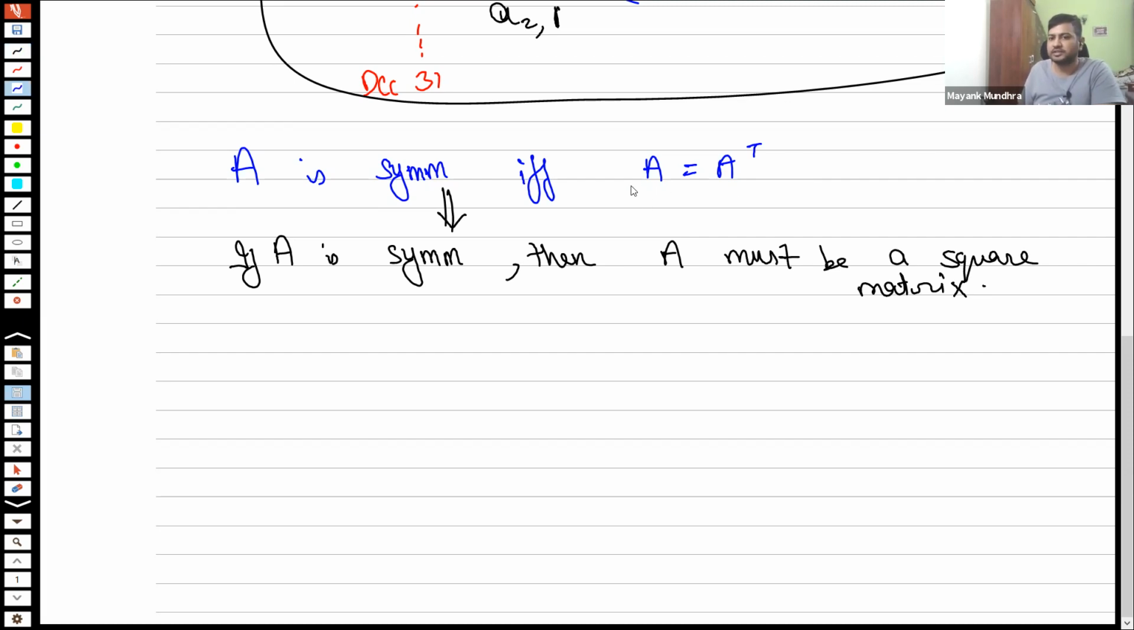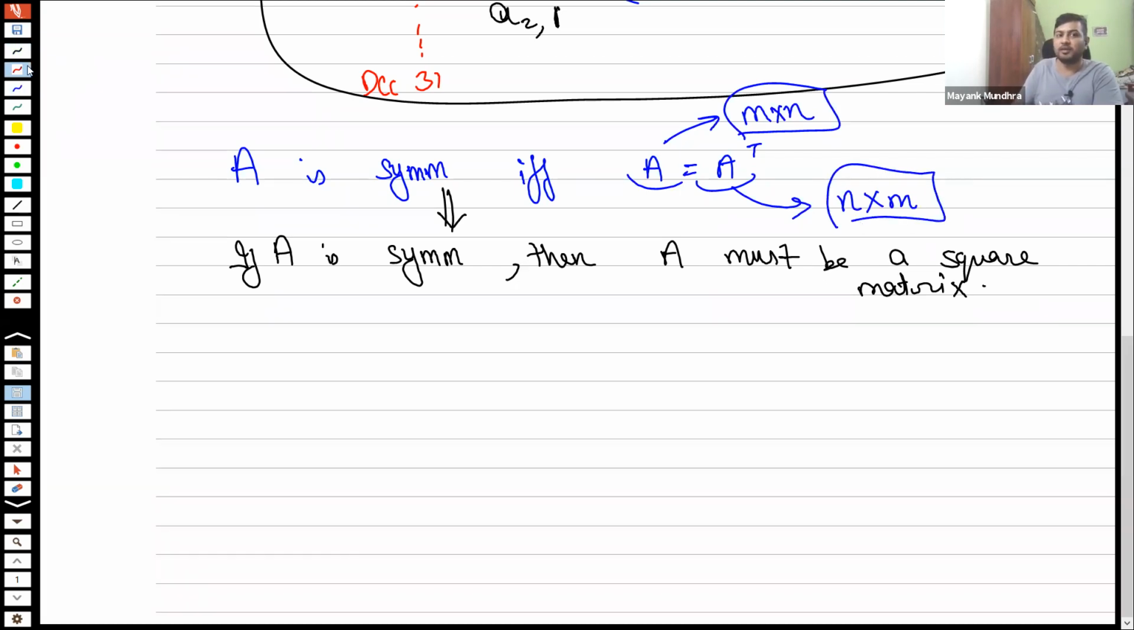Why do I call this a conclusion? If A is symmetric, then A equals A transpose. Now, the dimension of A was, suppose, M cross N, then the dimension of A transpose would become N cross M, right? Because rows become columns. So now I'm saying these two matrices are the same. So it should imply that their dimensions must be the same. So M should be equal to N and N should be equal to M.